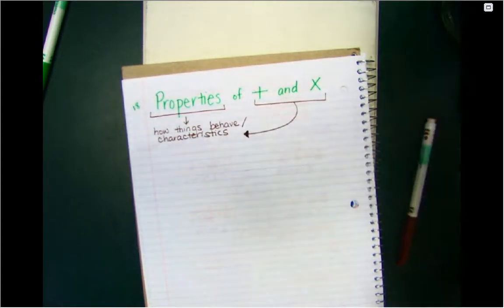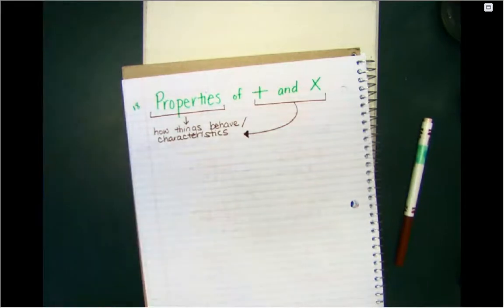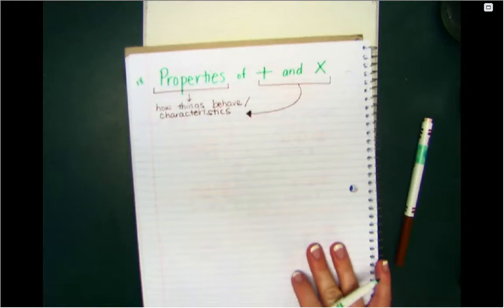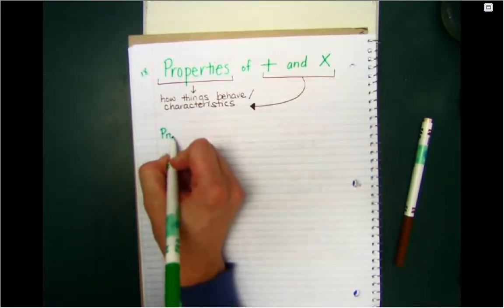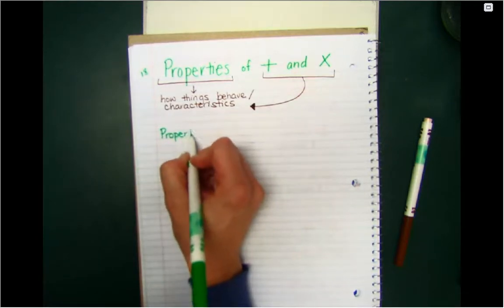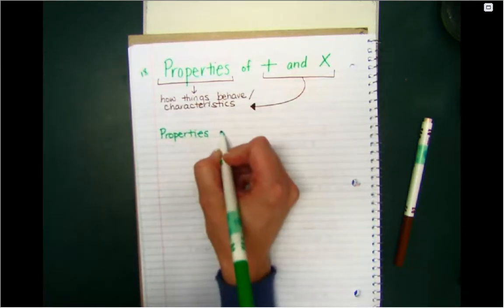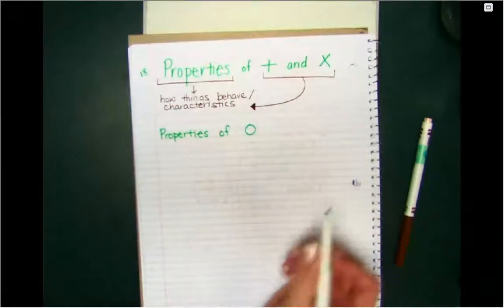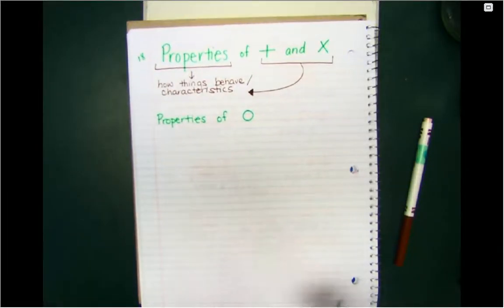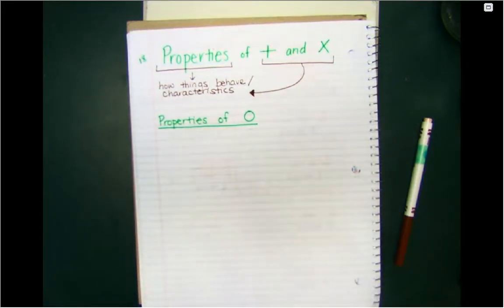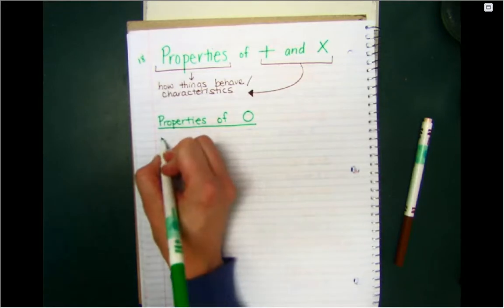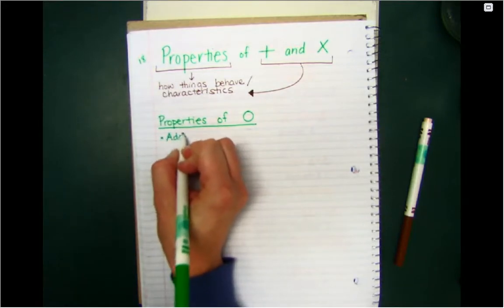And we're going to start today with some of the easy ones. First, we have two kind of magic numbers when it comes to addition and multiplication, and that is 0 and 1. So we're going to start with properties of 0. You might be thinking, what is happening here? But I promise it's easier than it sounds. So there are two big properties of 0 that we're going to talk about. One is the addition property of 0.